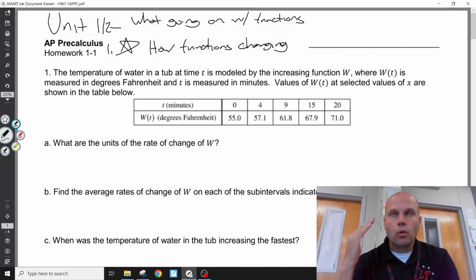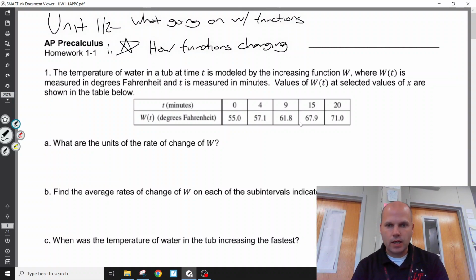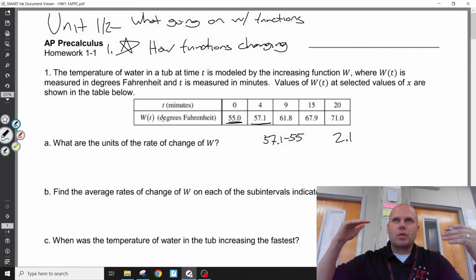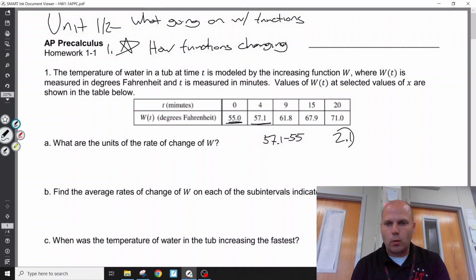We talked about in class how we can just subtract numbers like 57 and 55, 57.1 and 55. If you do 57.1 minus 55, you get 2.1, and you'd say, oh, my function W went up 2.1. But the problem with that is we're not going to be able to compare this 2.1 with what goes on from 57.1 to 61.8.